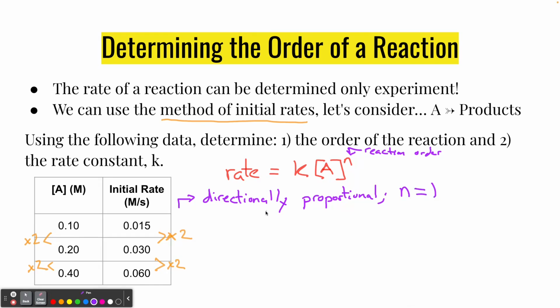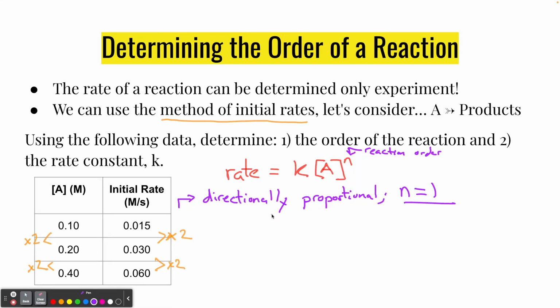So this reaction is first order. Again, how do I know? Well, when my concentration doubled, my rate doubled. And that happened both times I increased the concentration of A. So when I went from 0.1 to 0.2, it doubled. 0.2 to 0.4, that doubled, and the rate doubled with respect to that. So if that's the case, it's directly proportional. That means n is equal to 1, right?